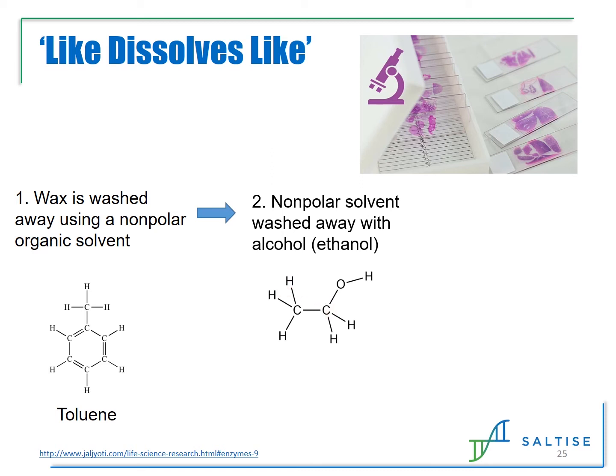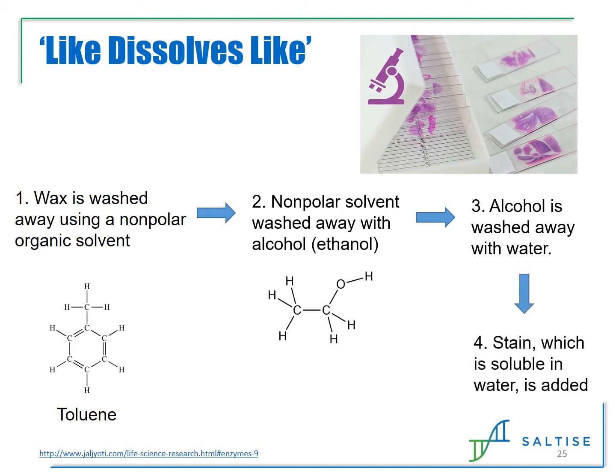The ethanol is then washed away using water. And as we saw earlier, hydrogen bonding can occur between the oxygen-hydrogen group in ethanol with the oxygen and hydrogen atoms in water, making ethanol soluble in water. And then lastly, the staining solution can then be added to the tissues on the slide, because the polar nature of the stain will allow it to be soluble in the water.